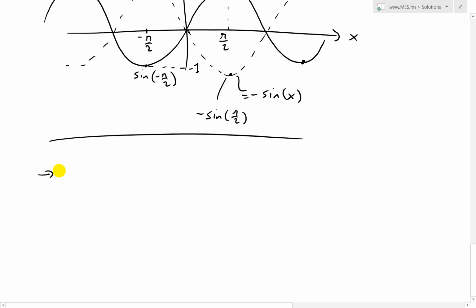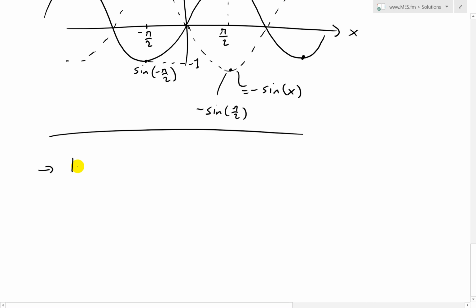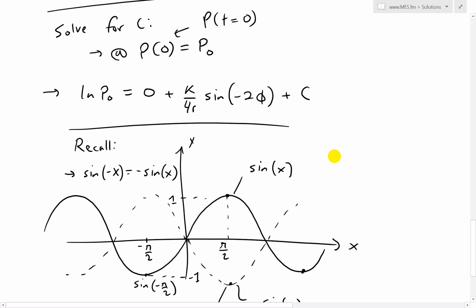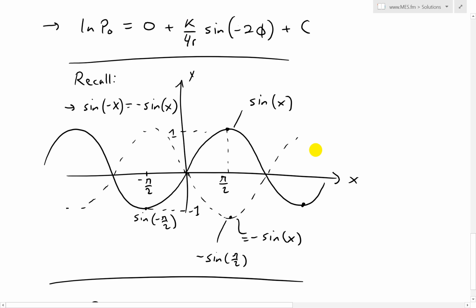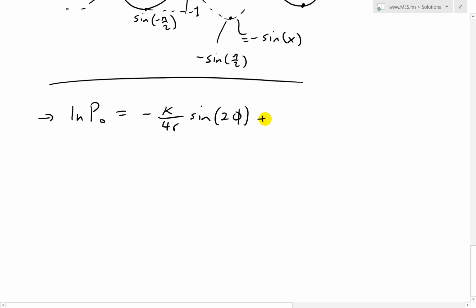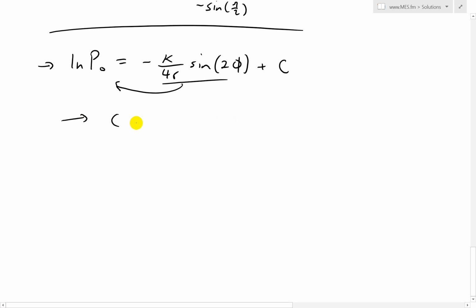So we have this ln p0 is equal to negative k over 4r sine 2 phi. Let's just write this down, check it. Yeah, so the negative goes out. We have this negative k over 4r plus c. And now we can move this over to the left side. What we get now is c is equal to ln p0 plus k over 4r sine 2 phi, like that.